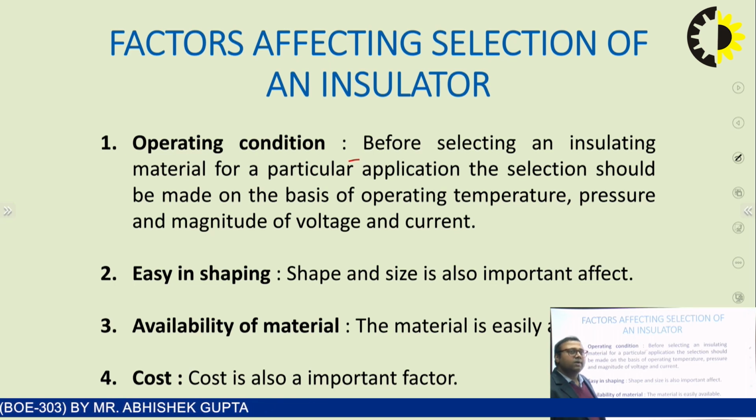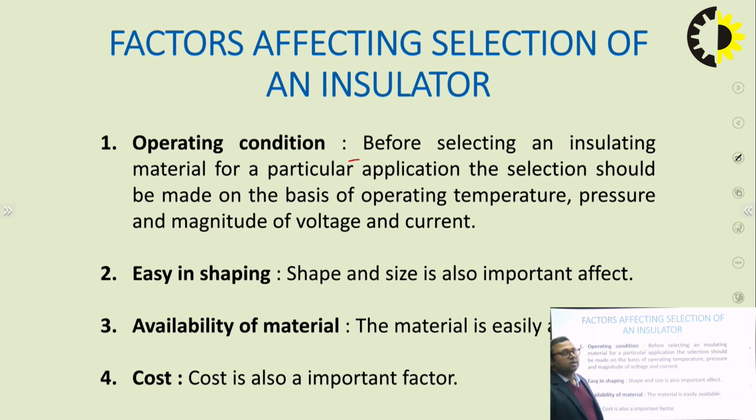The second factor of selection is ease of shaping. Its shape and size is an important factor which we consider while selecting any insulator. Third is the availability of the material, whether it is easily available or difficult to obtain. Fourth is the cost. Cost is an important factor, because if the cost is high, then it will not be easily possible to use that type of insulator.